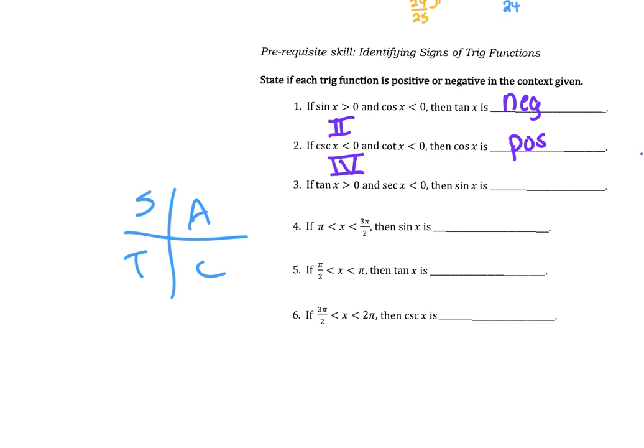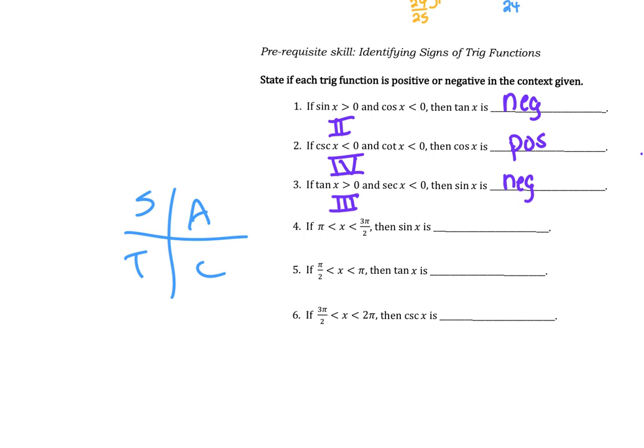Vinay, what about number 3? Let's think about that one for a second. If tangent is positive, but secant, which means cosine also, is negative, then we're in quadrant 3, right? And so then the sine value also has to be negative. Good. Go quickly. All right.